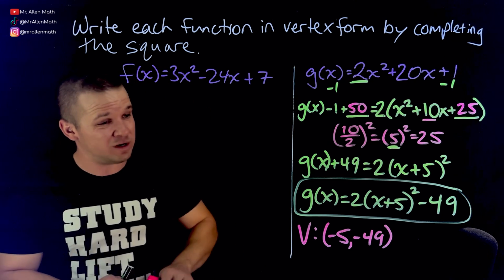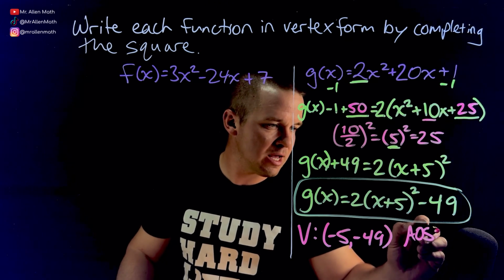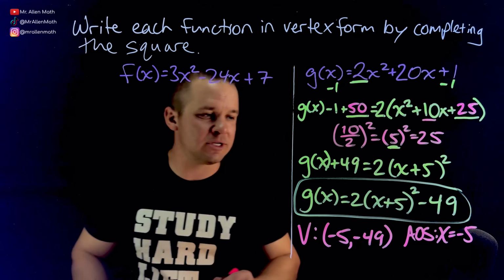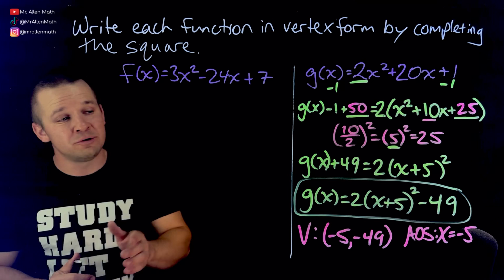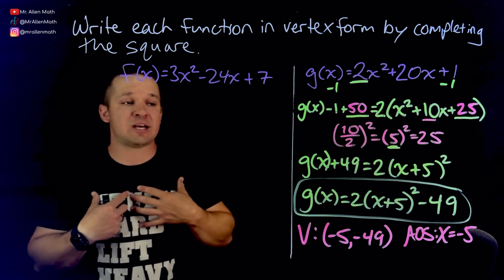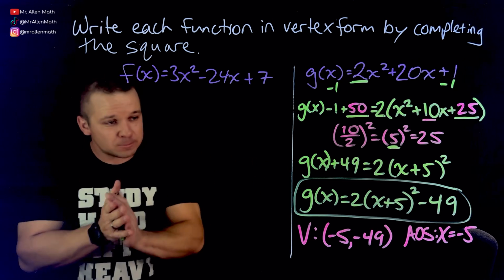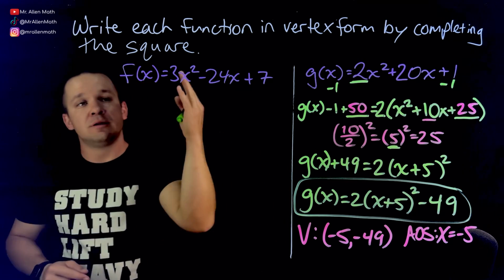-49. That's pretty negative. And then AOS, axis of symmetry, is x equals -5, the x coordinate of my vertex. Do not forget that it is x equals. If you just put -5, you're going to lose half a point, at least in my class. Some people might take off a whole point. I don't know. But it's not just a number. It's an equation of a line. That's dope.